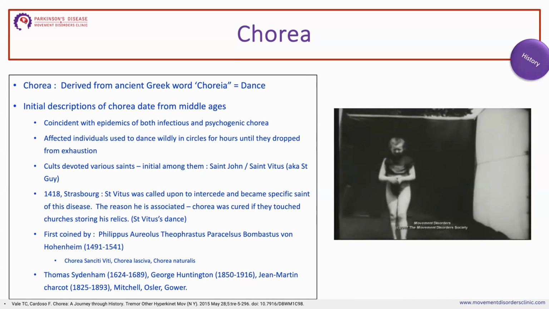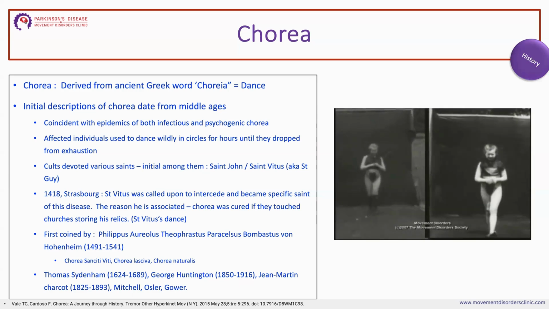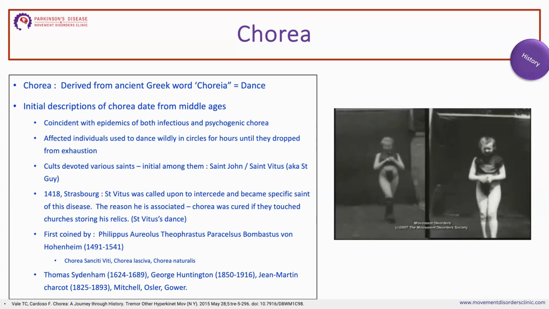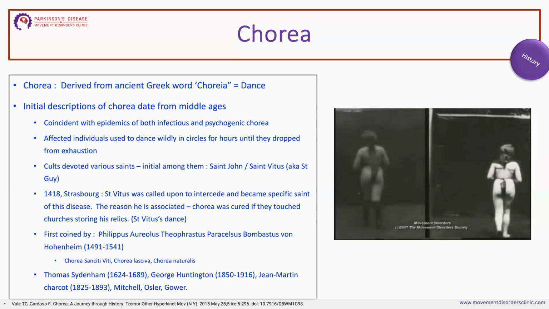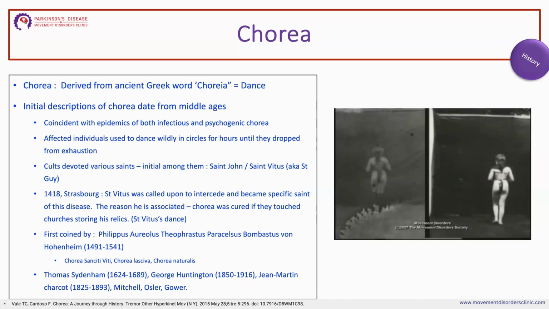In 1418 at Strasbourg, Saint Vitus was called upon to intercede and become a specific saint of this disease. The reason primarily was that chorea used to get cured if people touched the churches storing his relics. So, hence the term Saint Vitus dance is also a historical name for chorea.